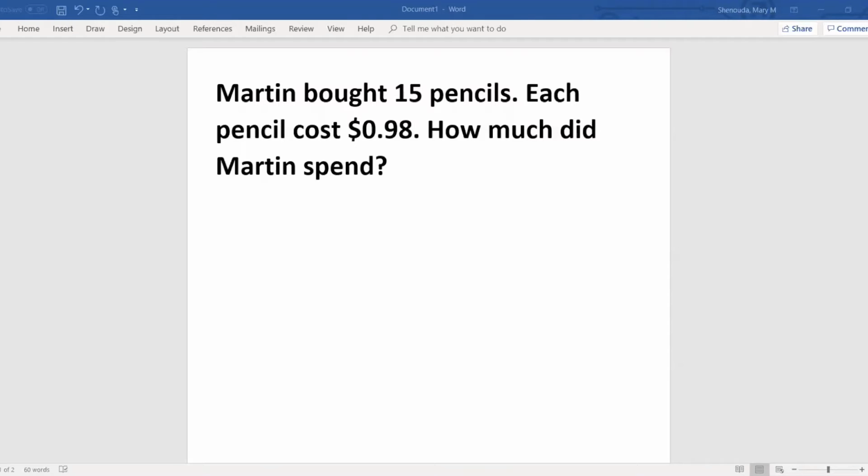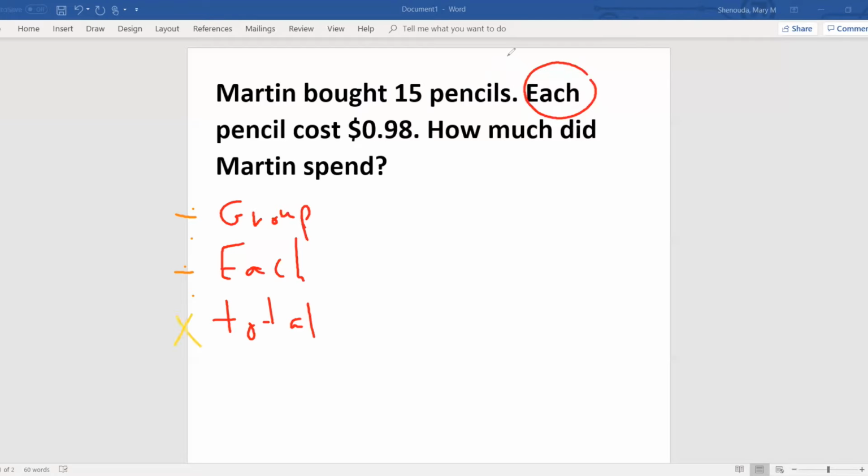So we know that each is a keyword, and that keyword tells me that the strategy I need to use is GET. G stands for group, E stands for each, T stands for total. Anytime I want to find group or each, I have to divide. The only time I have to multiply is for the total. And we said we can remember that because multiply has a T, and total is the only word that has a T in this case.